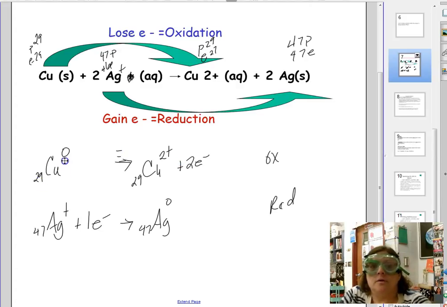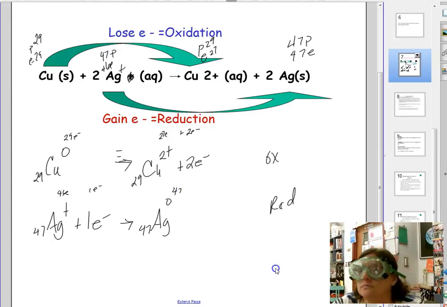Okay? Think of this as equal. Here, 29 protons, we have 29 electrons, right? Here, 29 protons, we would have 27 electrons up here, plus 2 more electrons. That adds up to 29. Here, we're going to have 46 electrons plus 1 electron equals 47. Count your electrons. Okay?